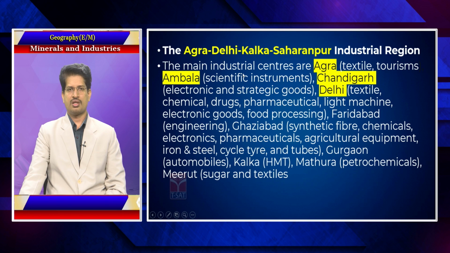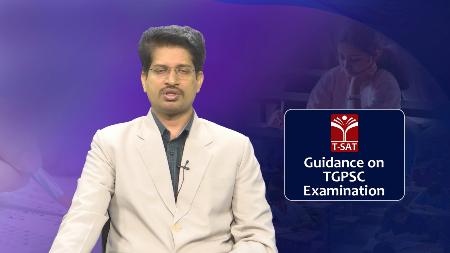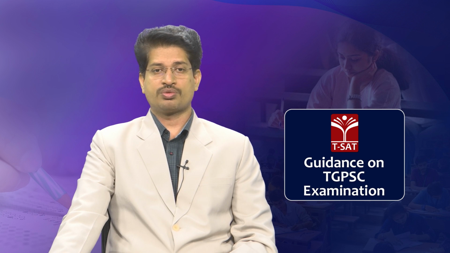So, Agra, Delhi, Meerut, Saharanpur region, this is mainly because of the national capital territory, the hinterland it has got. Because of this reason, it has got different types of industries: textiles, drugs, pharmaceuticals, synthetic fiber, chemicals. These are the different kinds of industries which have developed because of the impact of political factors, because this is near the national capital territory with a huge population, approximately around 2 crores.